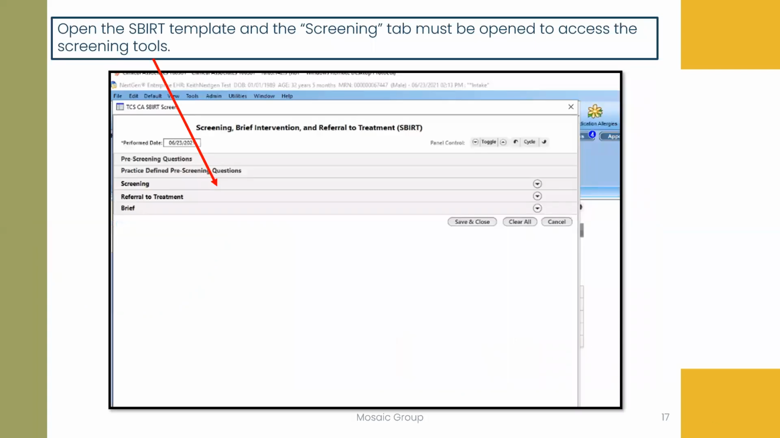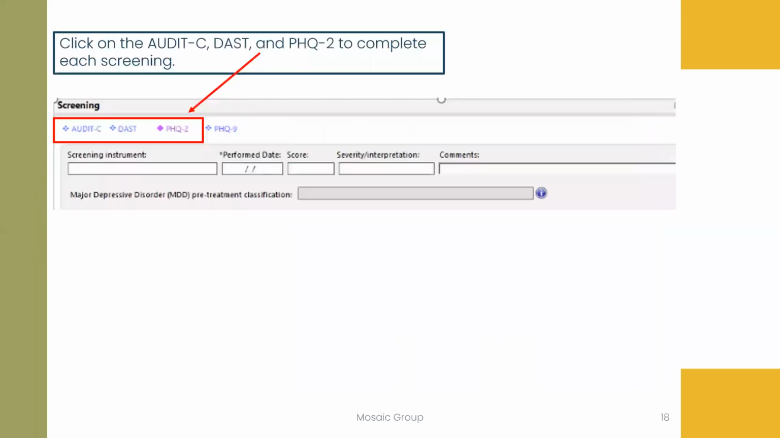This is just a refresher on where the screening results, or responses, are to be entered. You go to the screening section of the SBIRT template, and you will click on screening. From there, you're going to click independently on the audit C, and then separately the DAST, and of course the PHQ-2, but today we're specifically talking about the audit C and the DAST.